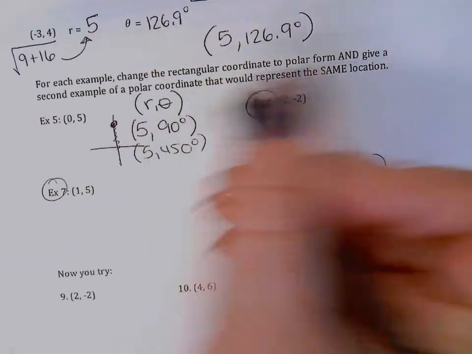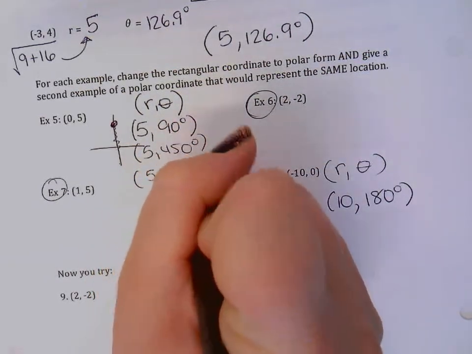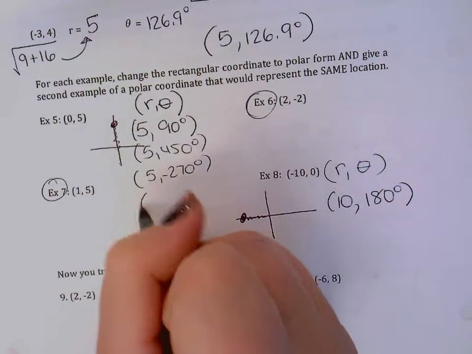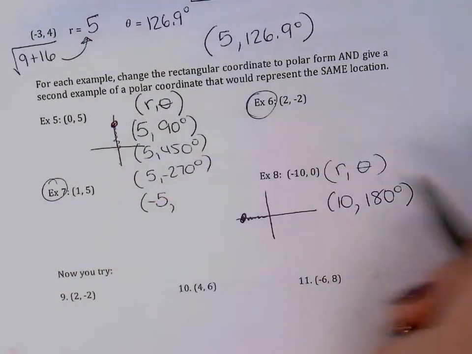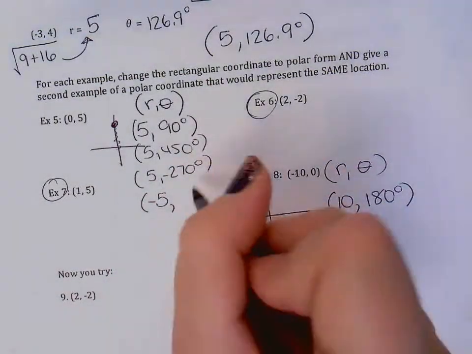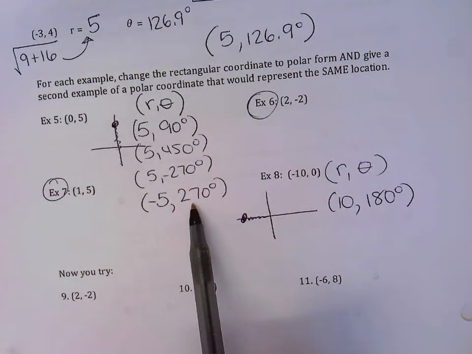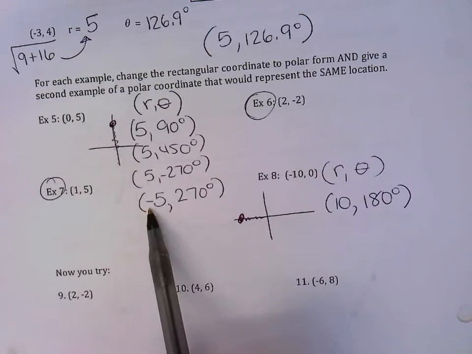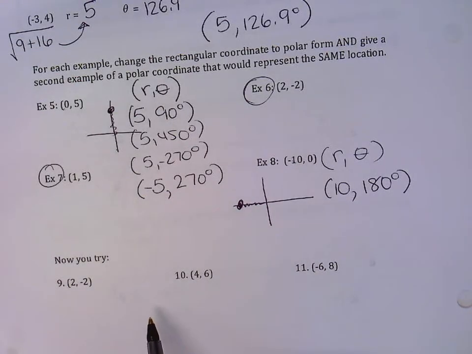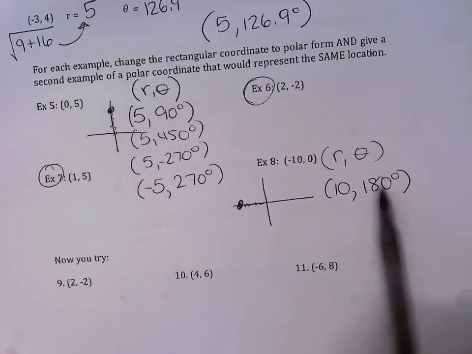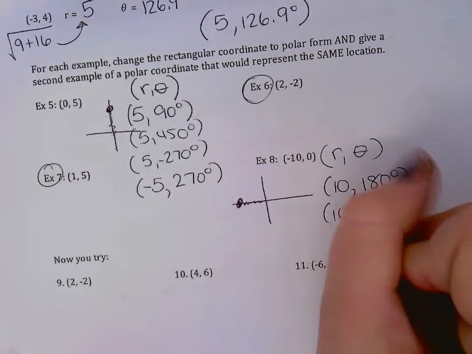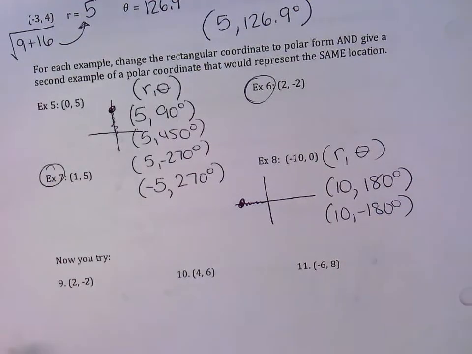I could go backwards, right? I could go 5, negative 270. I could even go negative 5, and then I'd have to go what? 270? Because then I'm going in the 270 direction, but I'm going in the opposite direction so that I'm going up. There's a lot of possibilities there to write a second idea. This one, I mean, the easiest would just be 10, negative 180, wouldn't it? Get there by going clockwise instead.